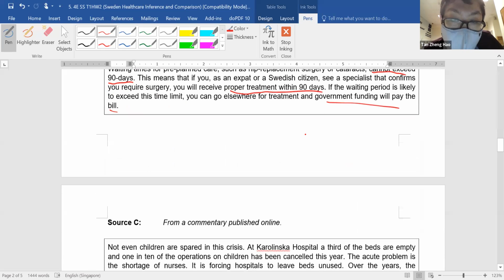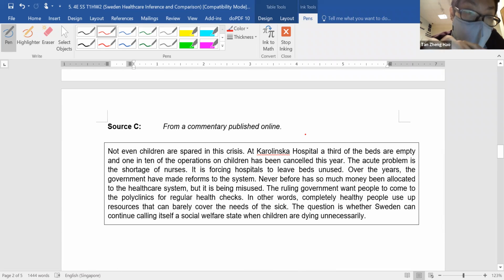And let's look at source C now. Same thing, we want to figure out whether it's a strong or weak healthcare system. Okay, so it's an online commentary. Not even children are spared in this crisis. From the get-go, I can already tell what is this author's point of view about the Swedish healthcare system, whether it's strong or weak.